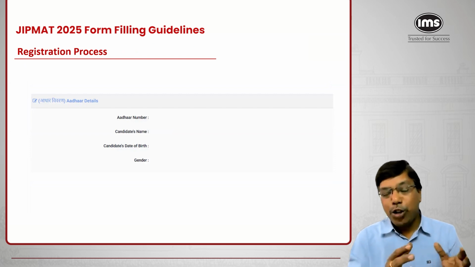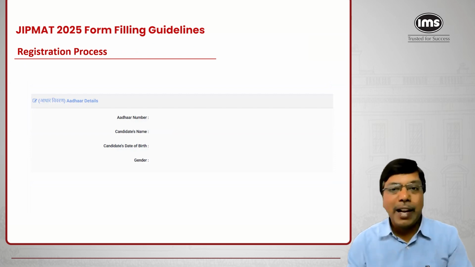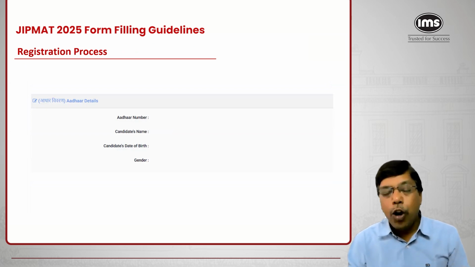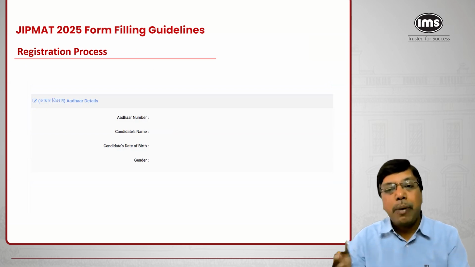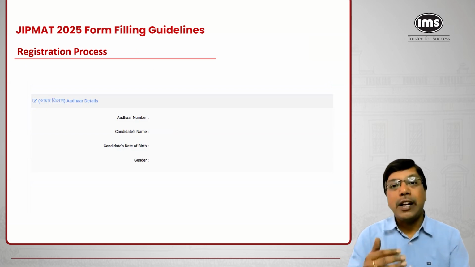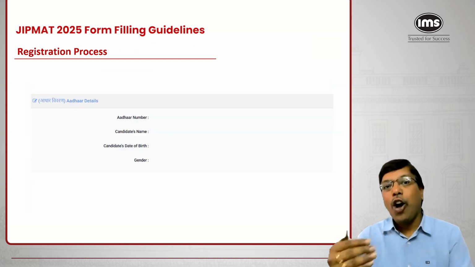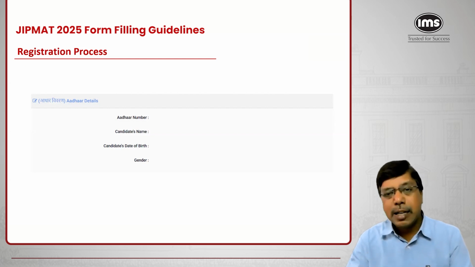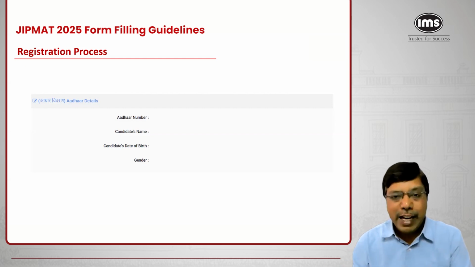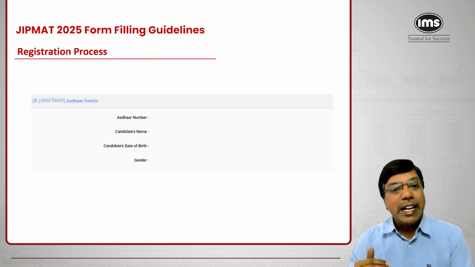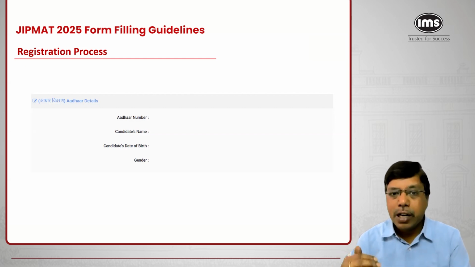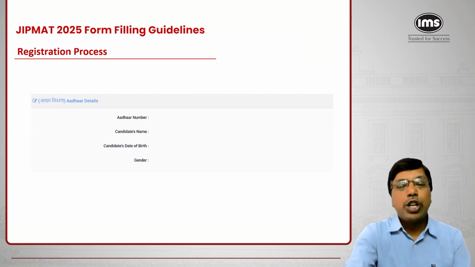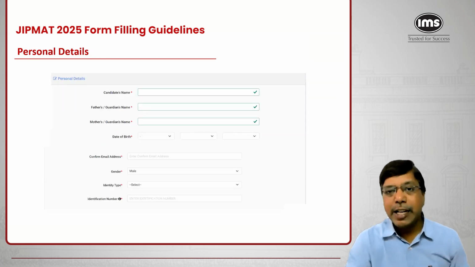Now, ensure that you have the mobile number and email ID handy, because throughout the application process, there are many OTPs that you will have to keep entering at regular intervals that you will receive either on your mobile or on the email ID. Now, once the Aadhaar number is submitted and the OTP is validated, the system automatically displays your Aadhaar number, name, date of birth, and gender. Post which you will have to enter the personal details.